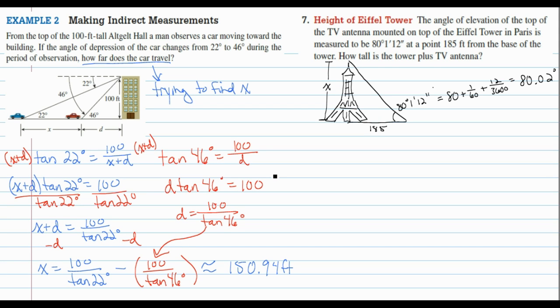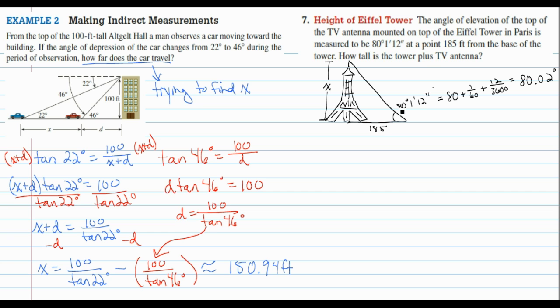The now try problem, number 7, asks us to find the height of the Eiffel Tower. The angle of elevation of the top of the TV antenna mounted on top of the Eiffel Tower in Paris is measured to be 80 degrees, 1 minute, and 12 seconds. So yes, we are going to bring back from section 4.1, converting degrees, minutes, and seconds just to degrees. I did that over here, and I got 80.02 degrees, which is the angle of elevation to the top of the antenna on top of my beautiful little Eiffel Tower.